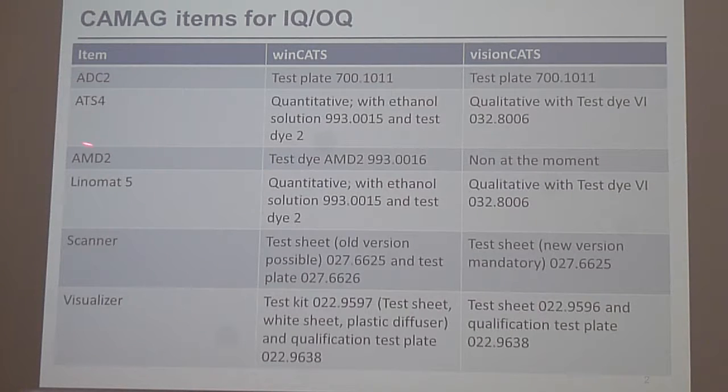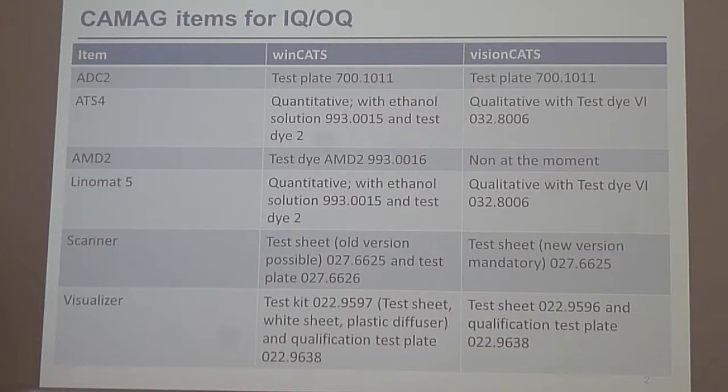With the ATS4 we had a quantitative version in WinCats only, so no qualitative, just quantitative. The problem there was you needed either a scanner or you have to have deep knowledge of VideoScan to get the quantitative results.